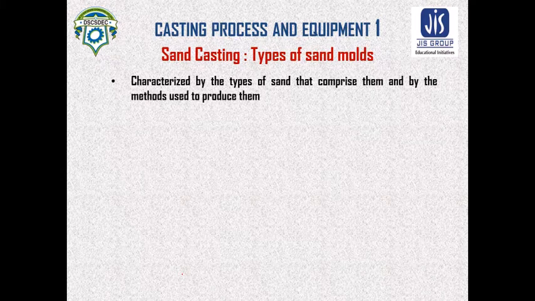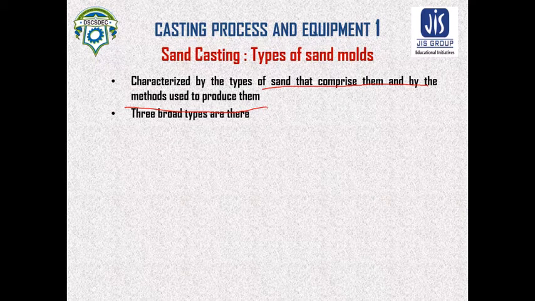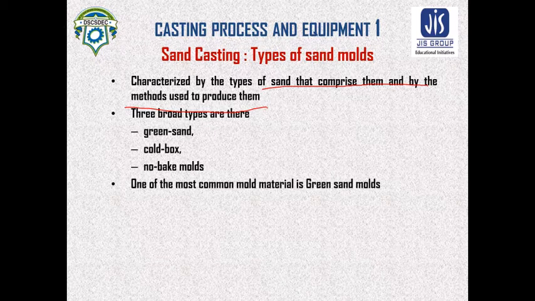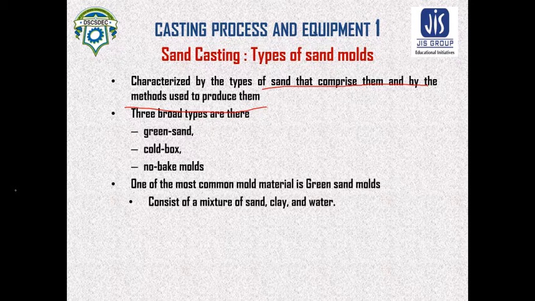Sand molds can be characterized by the type of sand that comprises them, and by the method used to produce the mold. There are three broad types. First is green sand mold, second is cold box mold, and third is no bake mold. One of the most common mold materials is green sand mold, which consists of sand, clay, and water.